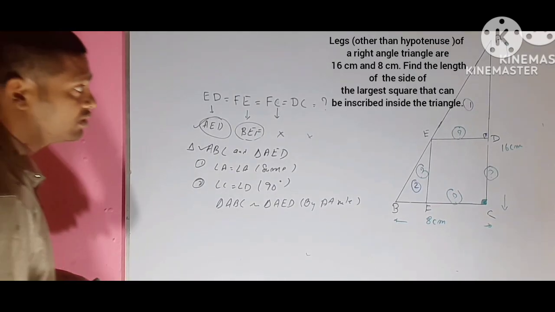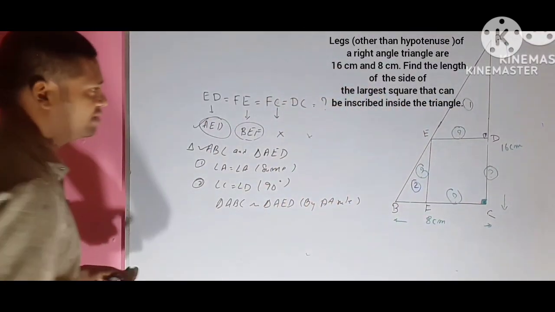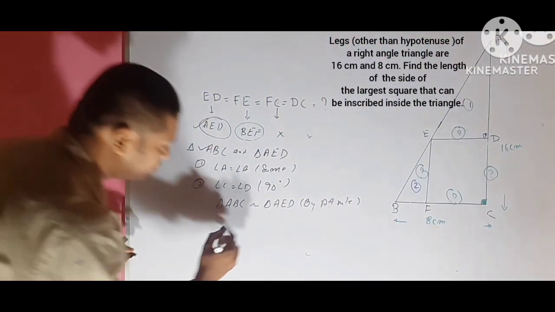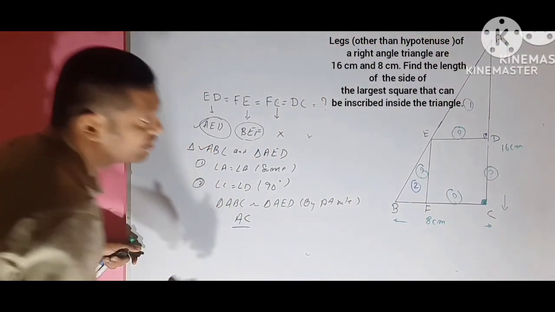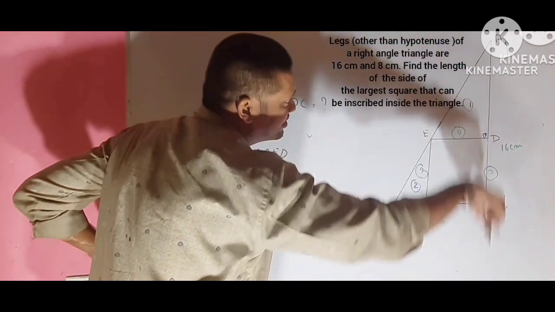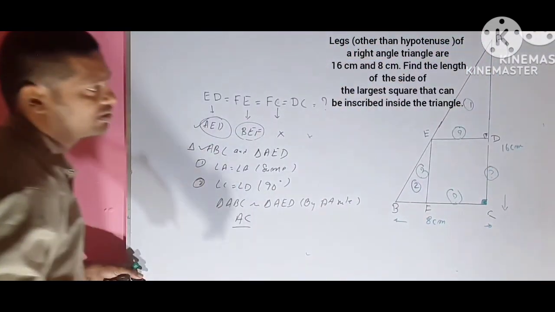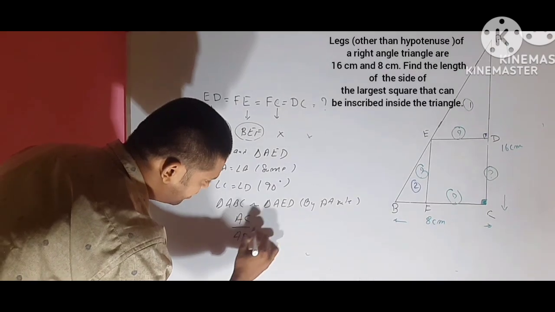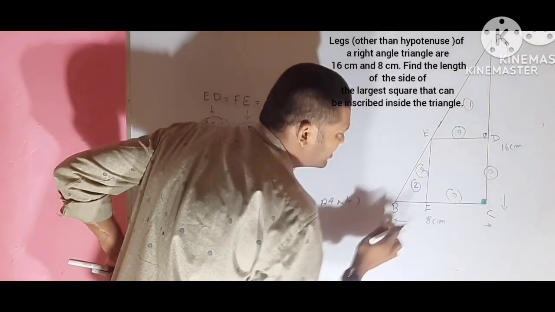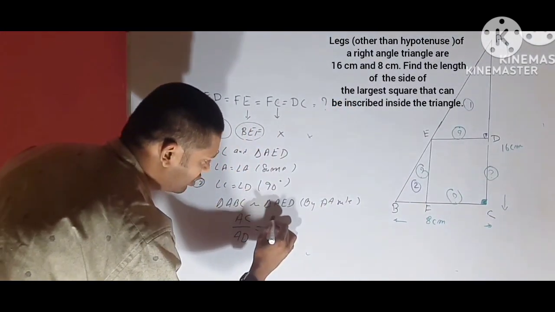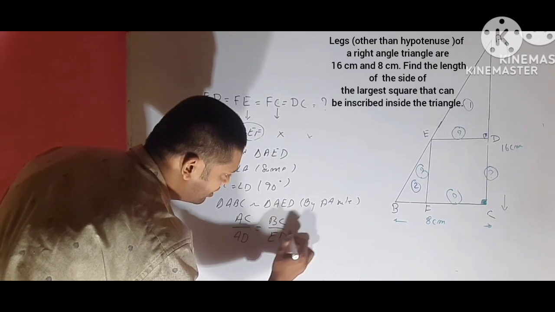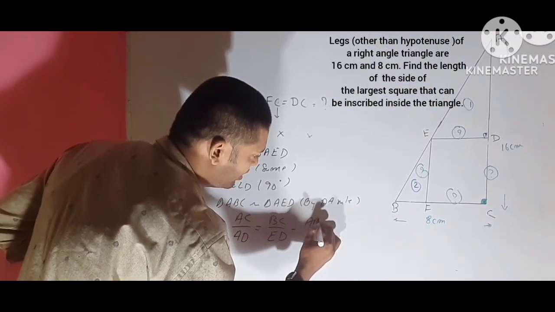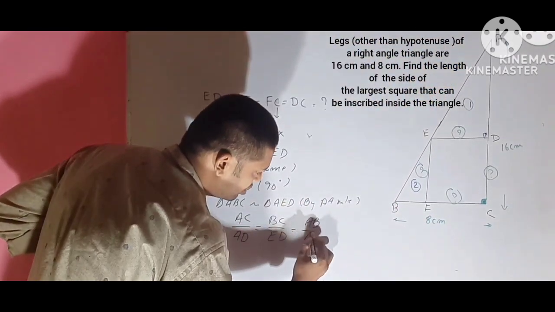Now can we write this one by this one, this one by this one? Sir, we can write. So we can write AC by AD. Next, BC by ED. Yes, BC by ED. Next, AB by the big triangle's AE.